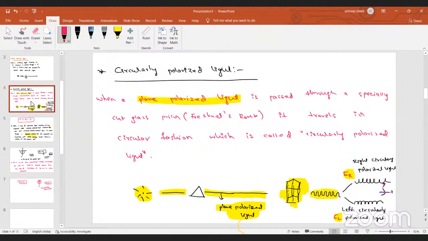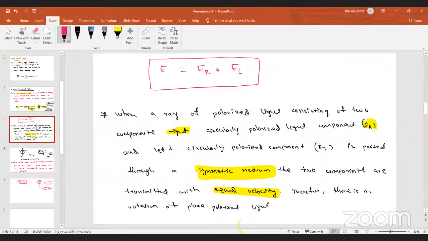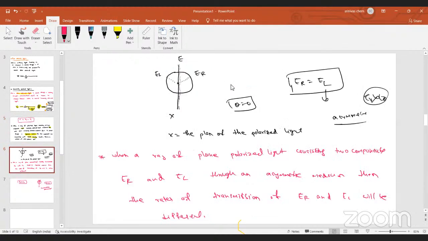See, circular polarized light. When a plane polarized light passes through a specially cut glass prism, it travels in circular fashion, which is called circular polarized light. This circular polarized light consists of two components. First one ER, the right circular polarized light, and second one EL, the left circular polarized light. These two components pass through a symmetric medium, so they are transmitted with equal velocity. So in a symmetric medium, ER equal to EL, theta equal to 0, so optically inactive.